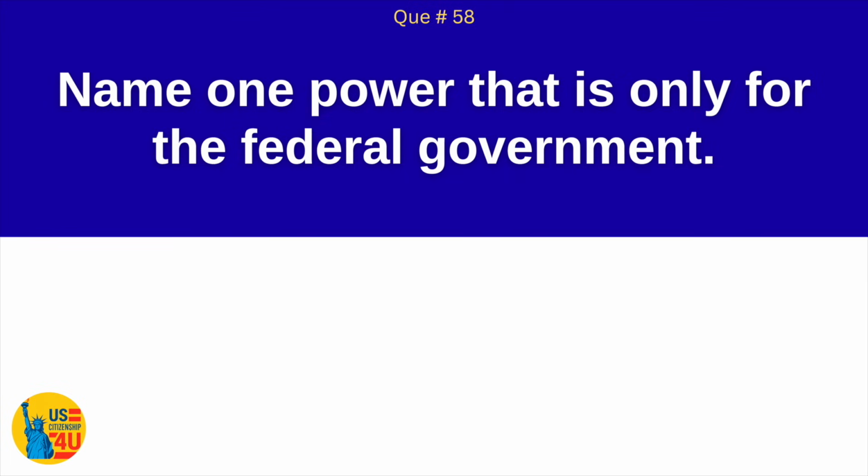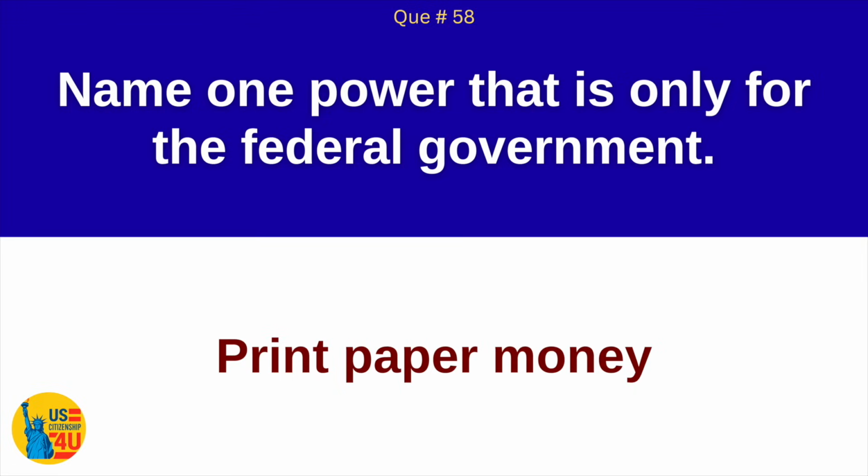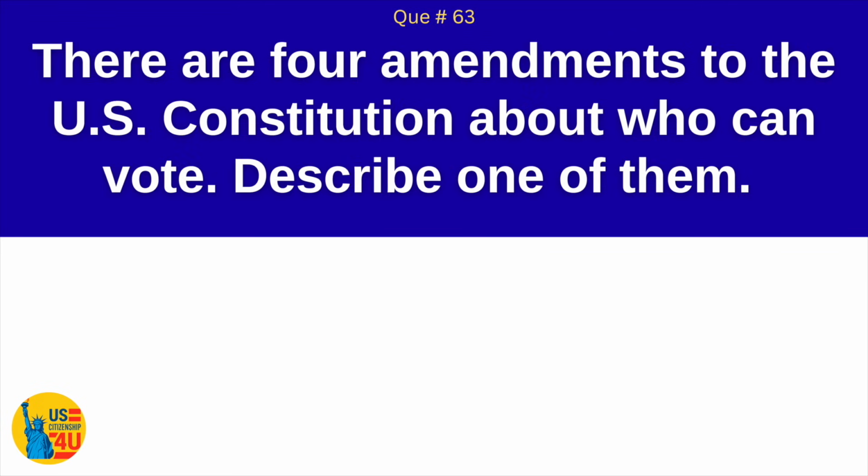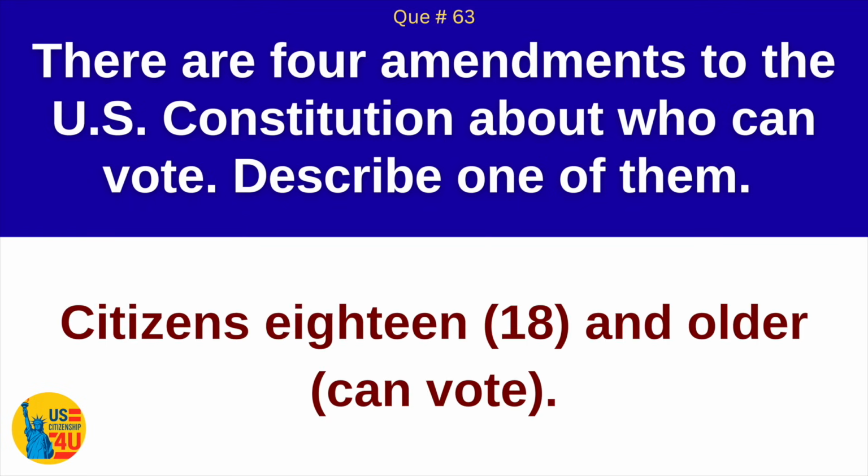Name one power that is only for the federal government. Print paper money. There are 4 amendments to the U.S. Constitution about who can vote. Describe one of them. Citizens 18 and older can vote.